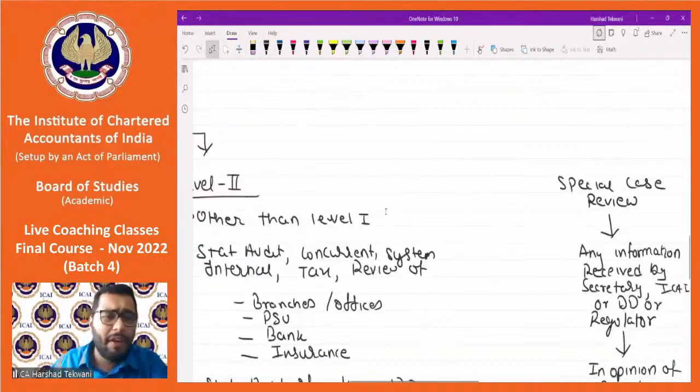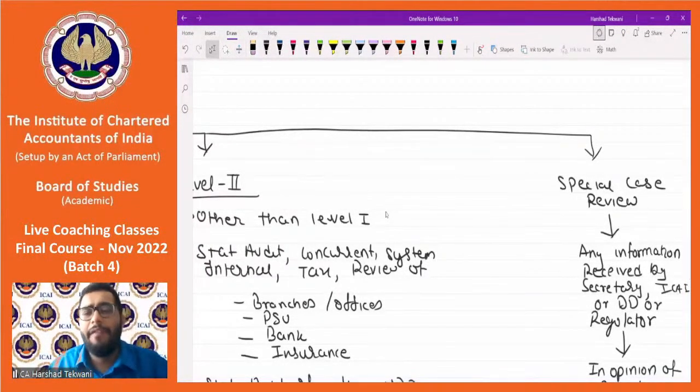Now, if any of the practice units is not covered, then they need to apply to the board within 30 days. They need to apply to the board for the peer review, and the board, within 30 days of the date of such request, will act upon that request and cover that unit into the peer review.